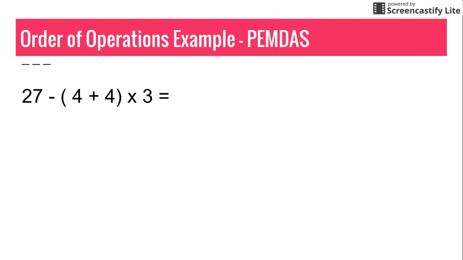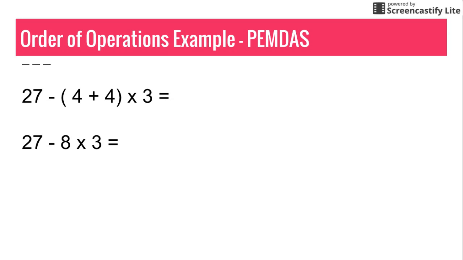All right, example number 2. Remember, we need to do parentheses first. So in this problem, we only have one set of parentheses, and that is 4 plus 4. That will be 8. So now I'm going to rewrite my problem completely. Now I have 27 minus 8 times 3. Now, I don't have any exponents in this problem, but I do have some multiplying. So I need to multiply first. And my only set of multiplication pieces is 8 times 3. 8 times 3 will be 24.